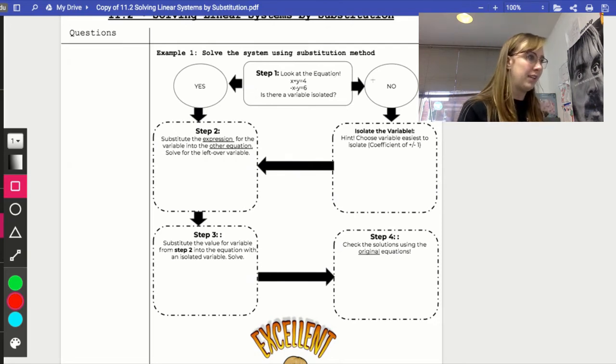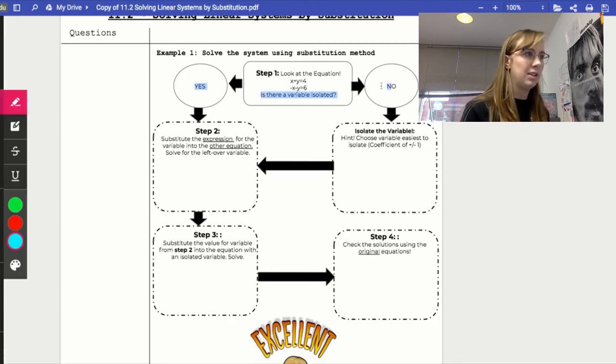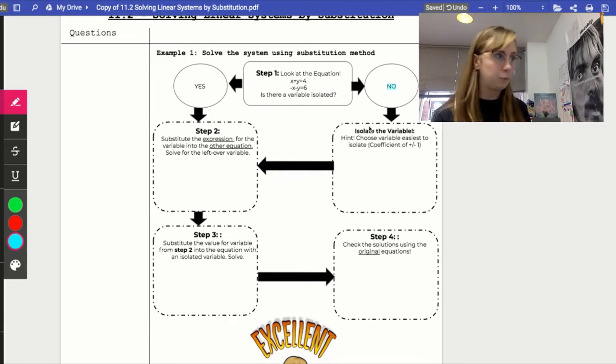So is there a variable isolated? No, there's no variable isolated. So this time I'm going to go in the other direction. Oops. Don't want to highlight everything. Man, it really does not want me to do that, does it? There we go.